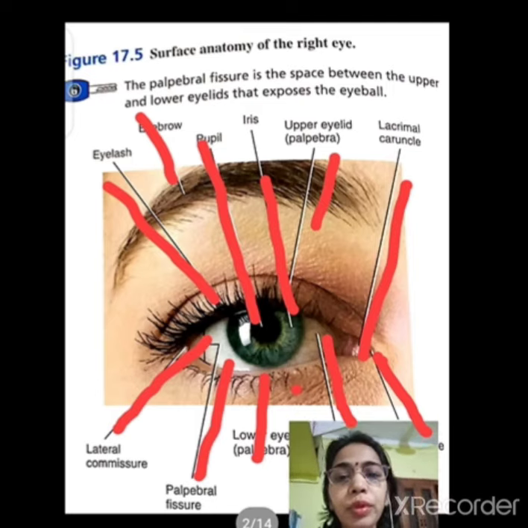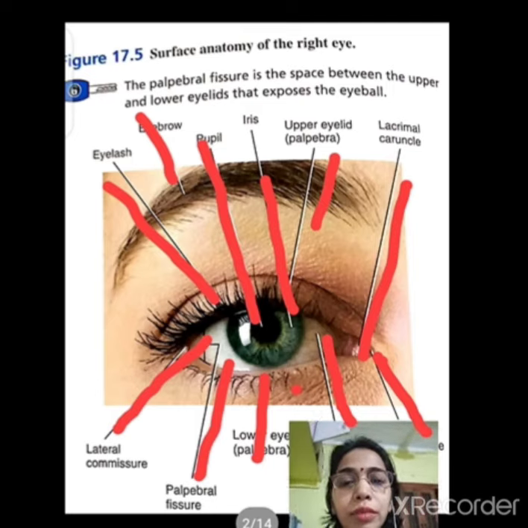The pupil, iris, conjunctiva, then upper eyelid, lower eyelid, also called palpebra, the lacrimal caruncle, the medial commissure, lateral commissure, eyelashes, eyebrows, and pupil. This will come under the surface anatomy of the eyelids, right eye.